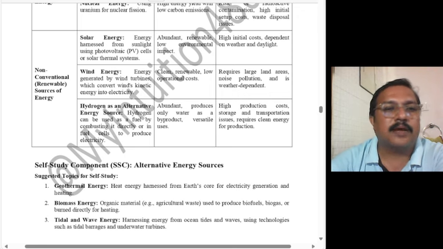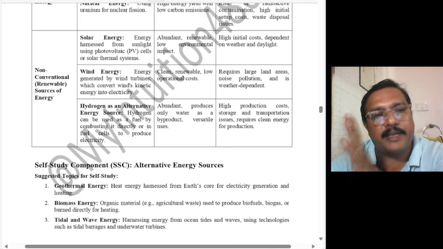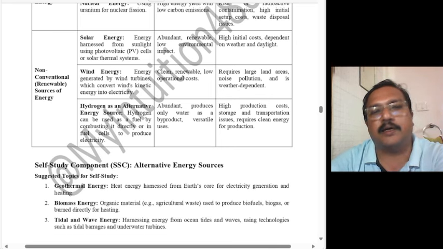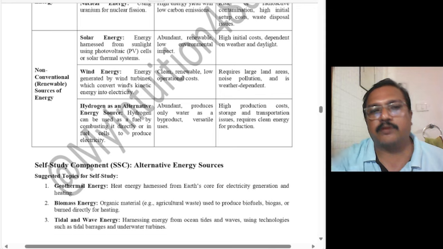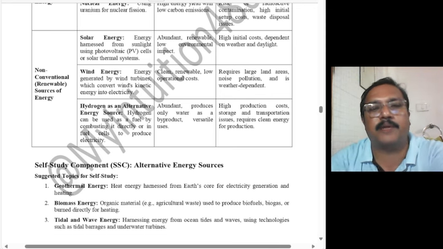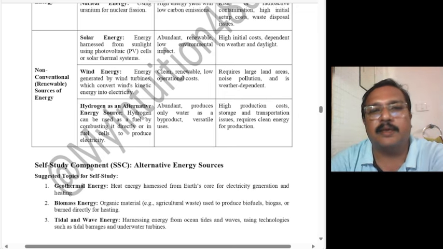Then hydrogen as an alternative energy source. Hydrogen is actually a gas and can be used as a fuel. Hydrogen can be burned directly or used in fuel cells, just like galvanic cells. There's a concept called fuel cells, you might have studied, where hydrogen is used on the anode side and oxygen on the cathode side. The normal galvanic cell type works.